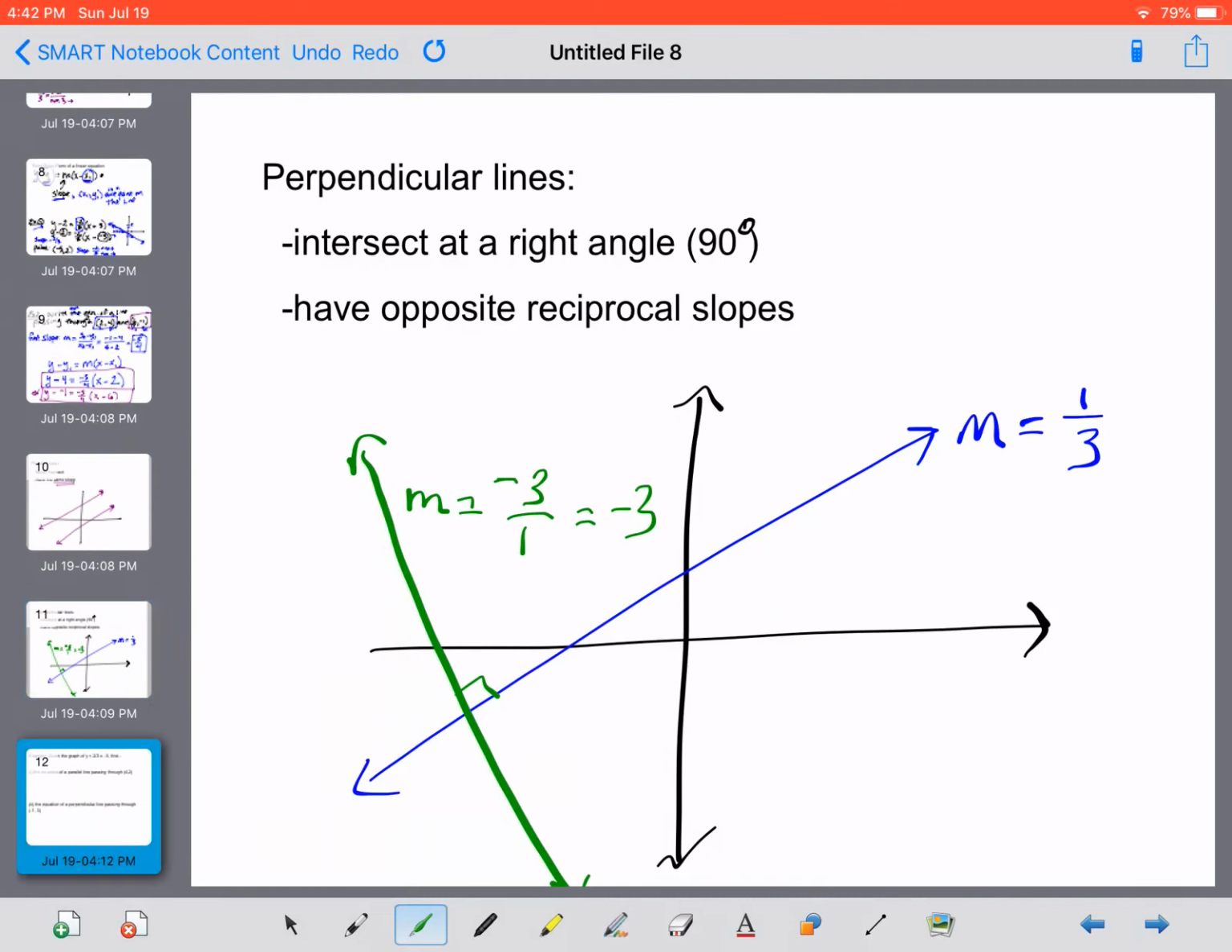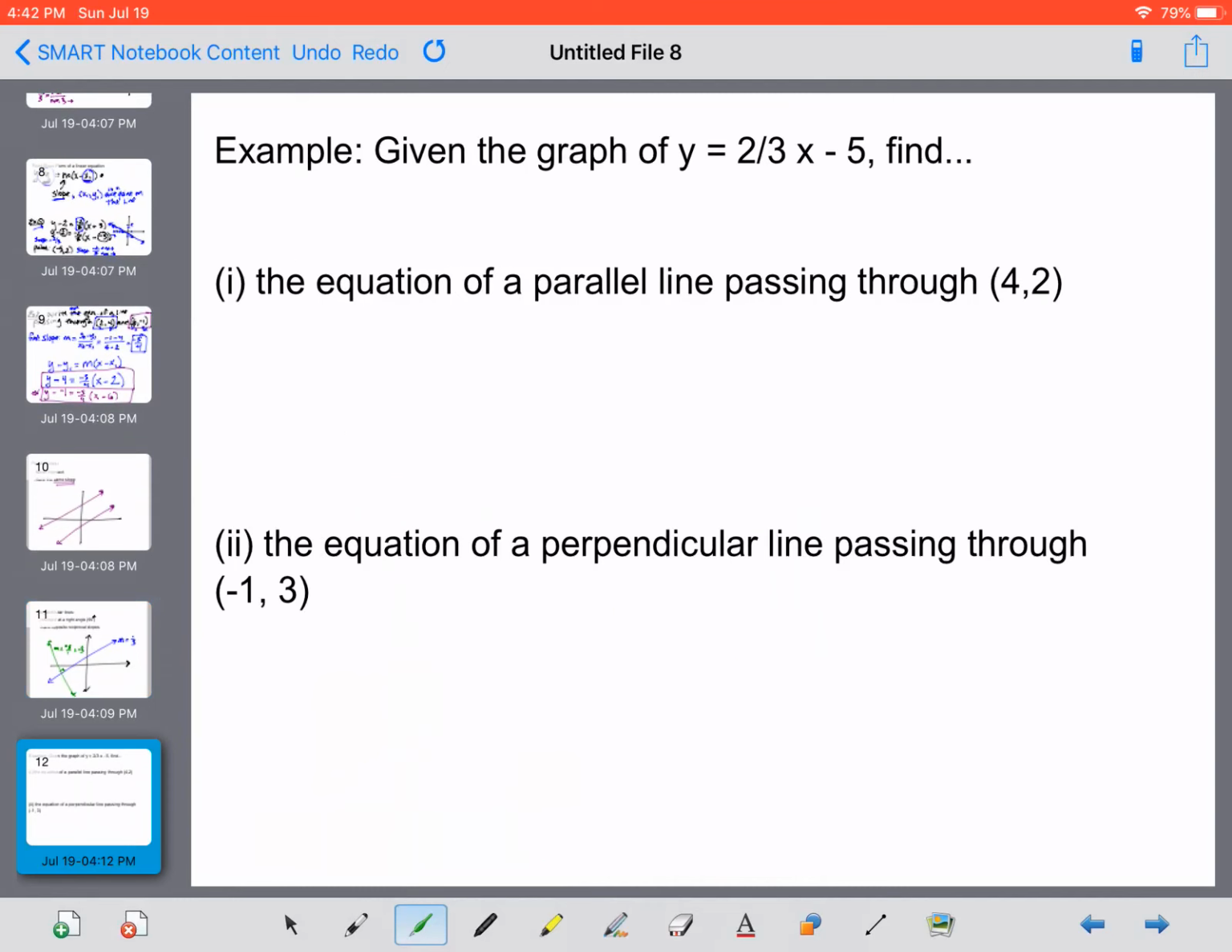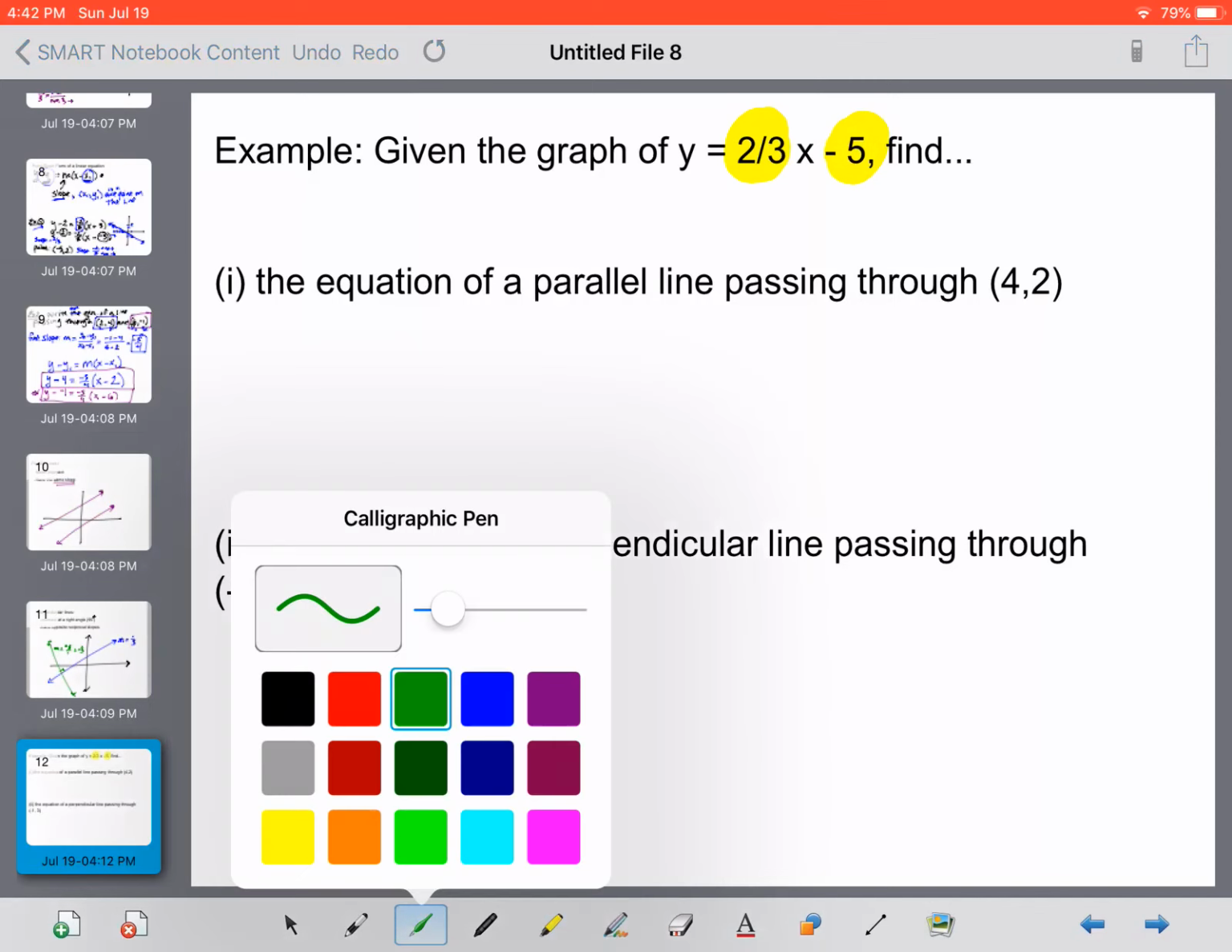One last example. Given the graph of the equation y equals 2/3 x minus 5, right, this is an equation in slope-intercept form. We're going to find the equation of a parallel line passing through (4, 2), and the equation of a perpendicular line passing through (-1, 3). All right, so 2 things that we're going to pick out of this original equation here, which we may or may not find useful, but they're there, so we may as well write it down.